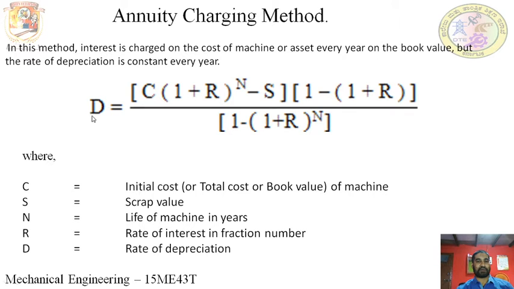It is given by the formula D equals C into (1 plus R) to the power n minus S into (1 minus R), into (1 plus R), divided by 1 minus (1 plus R) to the power of n. D is the rate of depreciation, R is the rate of interest as a fraction, N is the life of the machine, S is the scrap value, C is the initial cost.